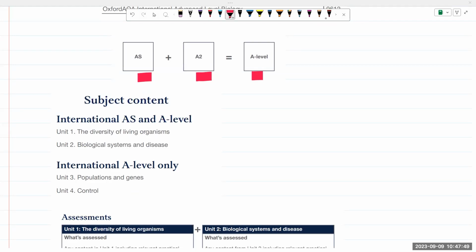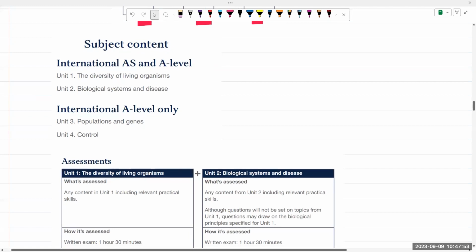So I think they already finished these 2 units, okay? And they learned how they are assessed, or the assessment, how it was. And international A level, it's unit 3 and unit 4 add to that unit 5, okay?